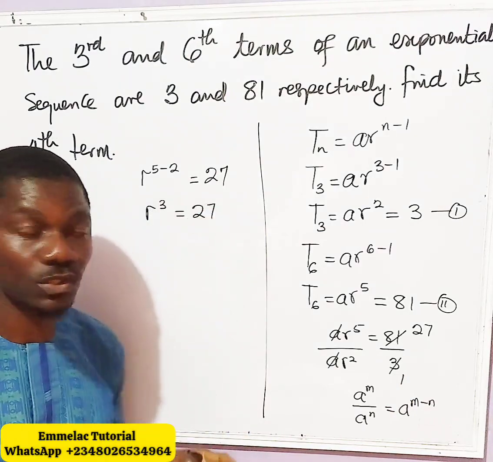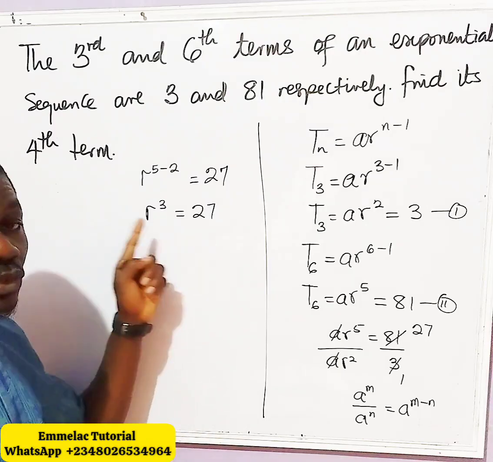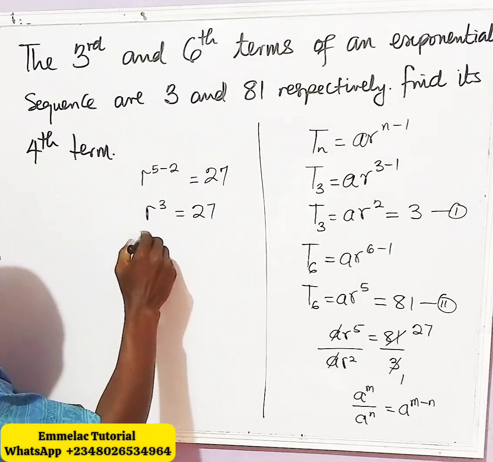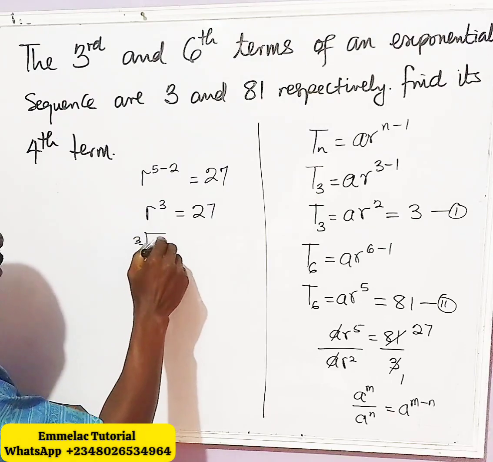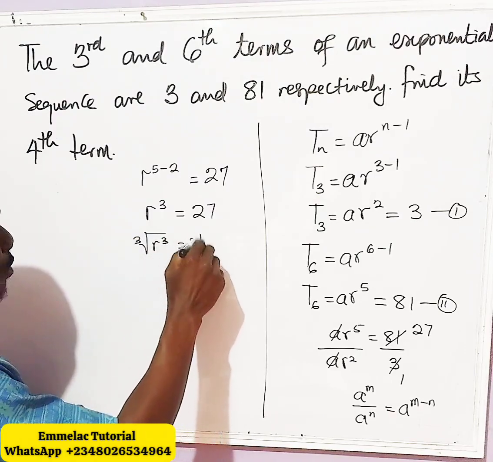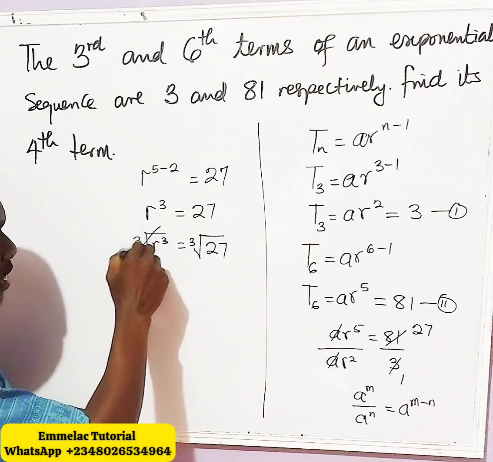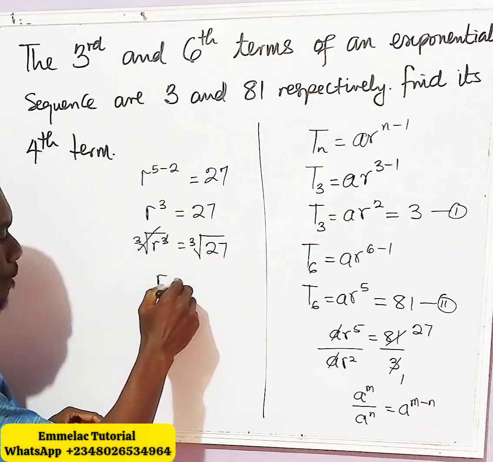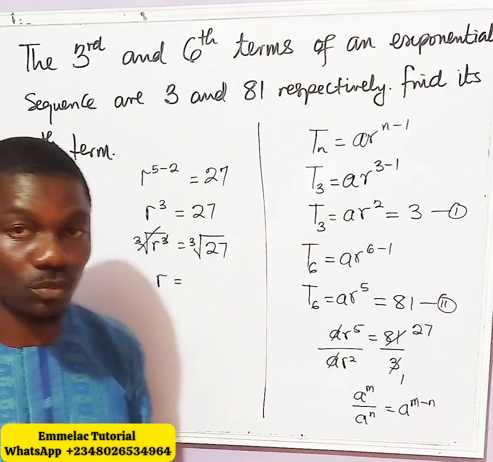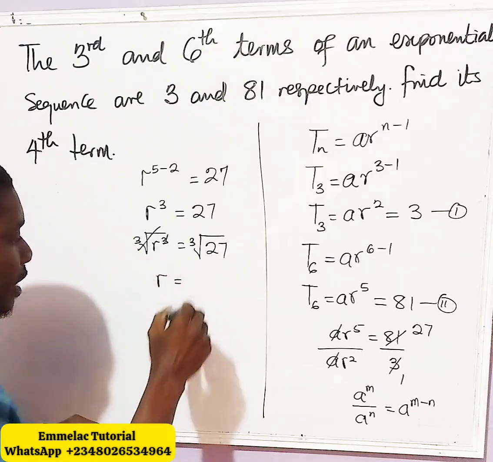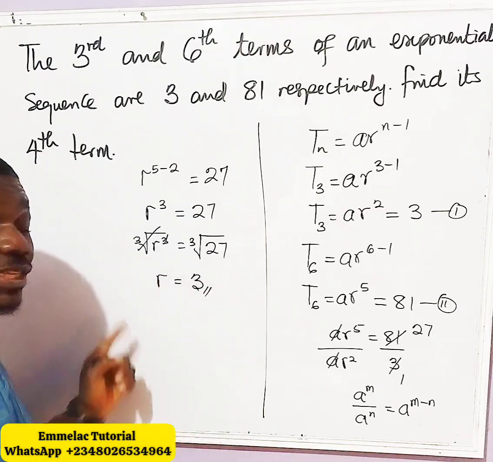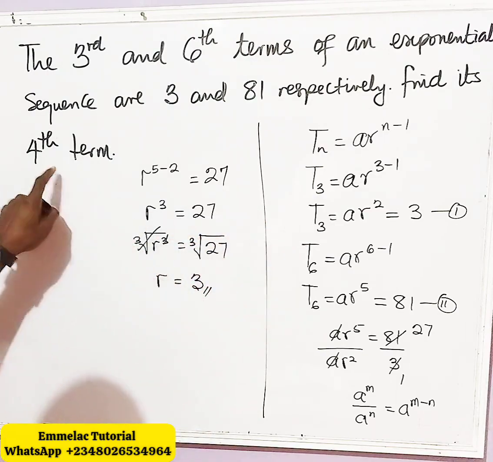What we need to do is cube root both sides of the equation. The cube root of r raised to 3 equals the cube root of 27. This eliminates the cube, and we are left with r. The cube root of 27 gives us 3. This is not the final answer, because we are told to find the fourth term.